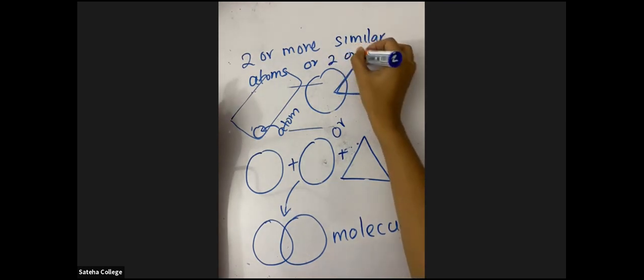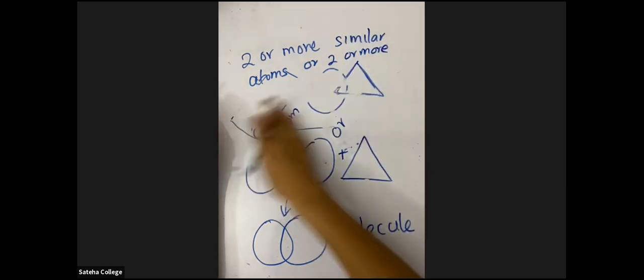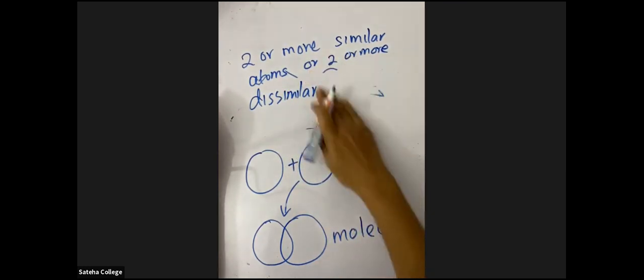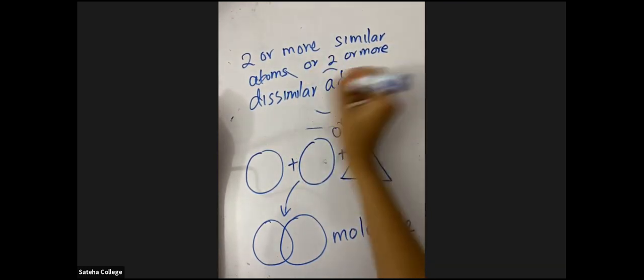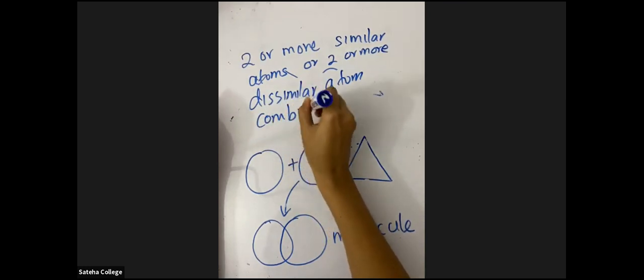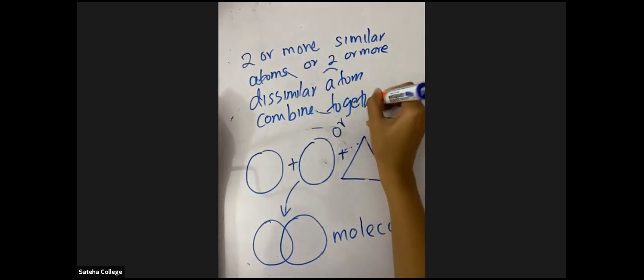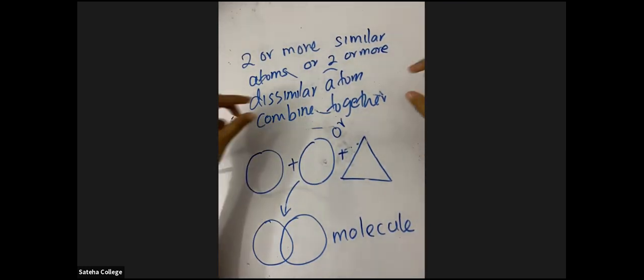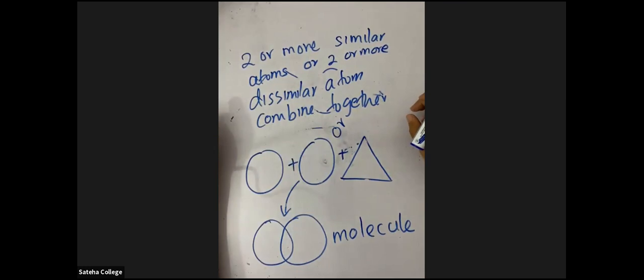Or two or more dissimilar atoms combine together. If two or more similar atoms or two or more dissimilar atoms combine together, that you call it as what? Molecule. Molecule, right? Now listen.